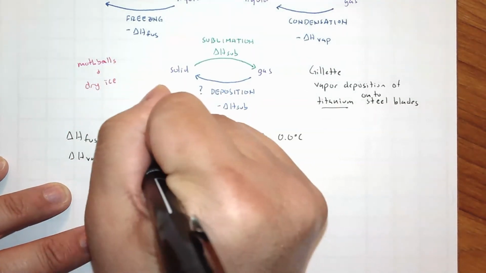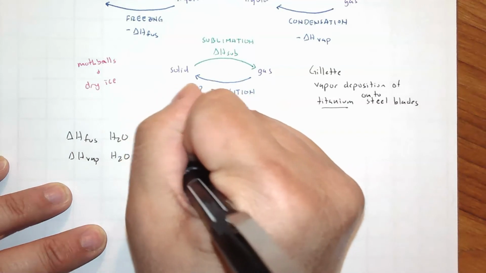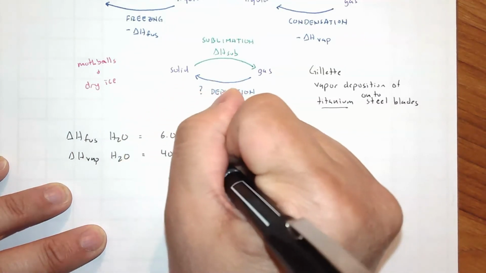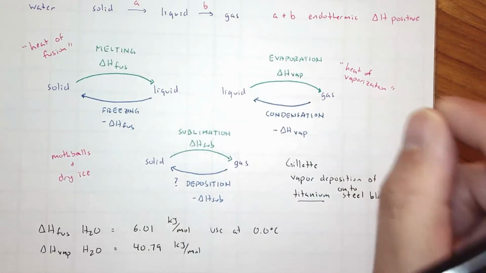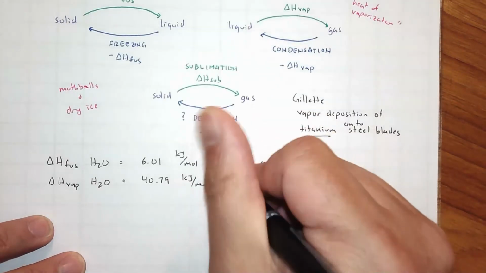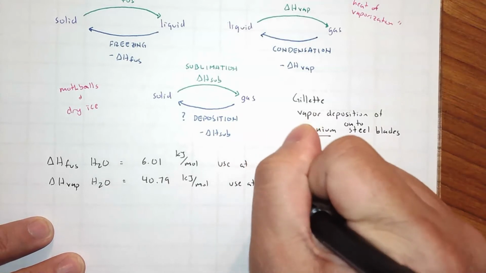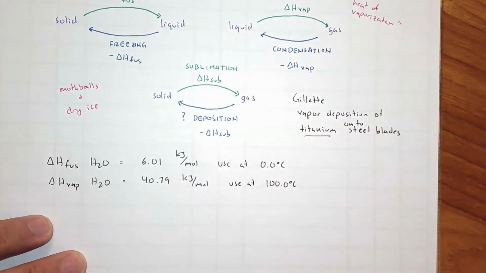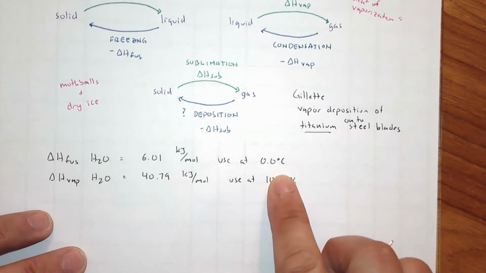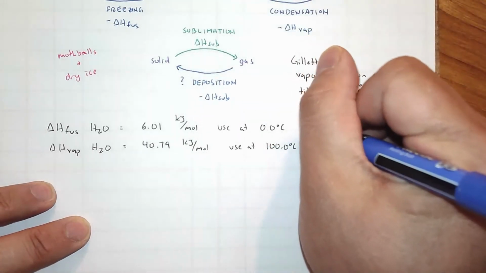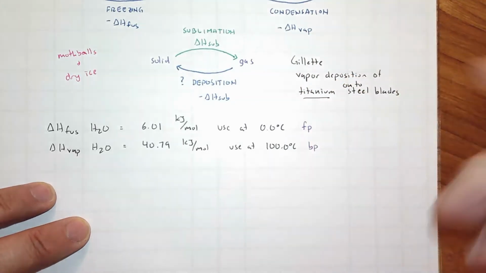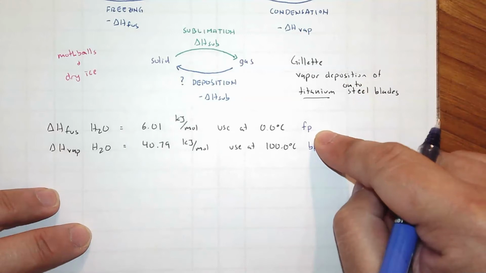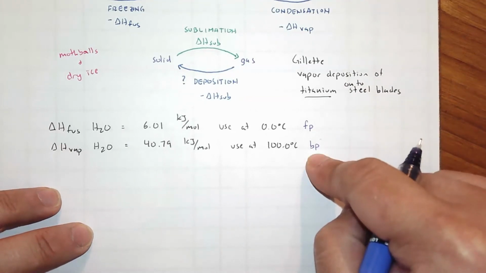Heat of vaporization is 40.79 kilojoules per mole. And then this one is only associated with evaporation and condensation at the boiling point. So we're going to use at 100 degrees. See, so I should have said that. These numbers are the freezing point and the boiling point. You do realize that the freezing point is the same as the melting point. The boiling point is the same as the condensation point.